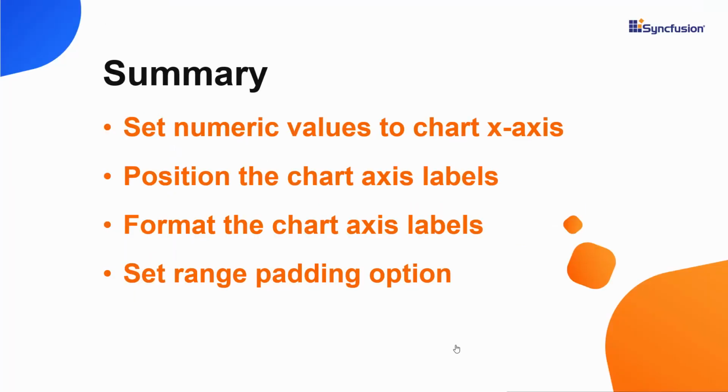Okay, let's quickly recap what we have seen so far. We have seen how to customize the numeric x-axis of Blazor charts by customizing its value type and range padding. We also saw how to format the axis label.